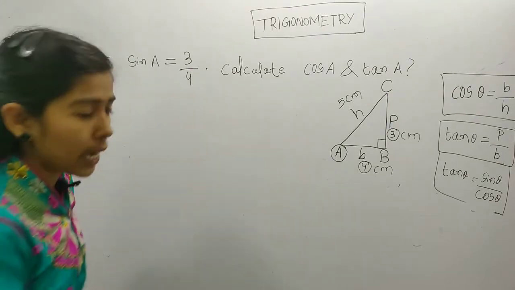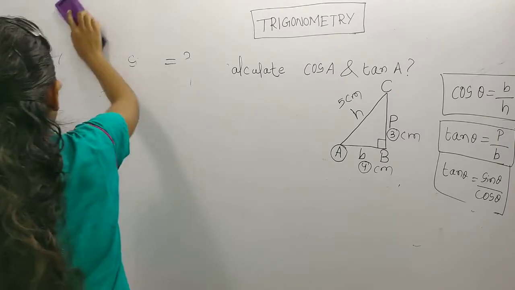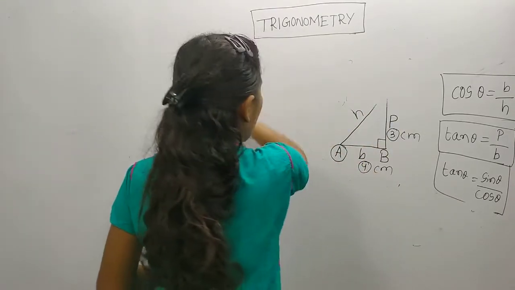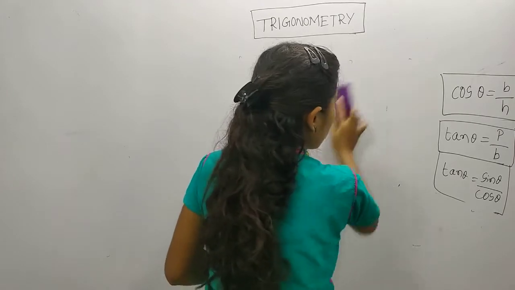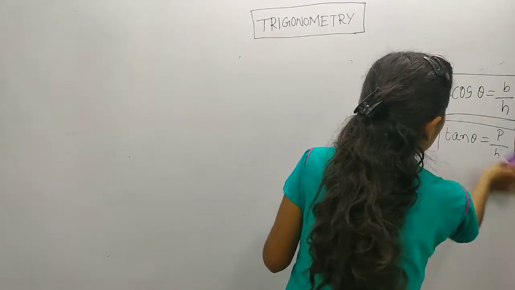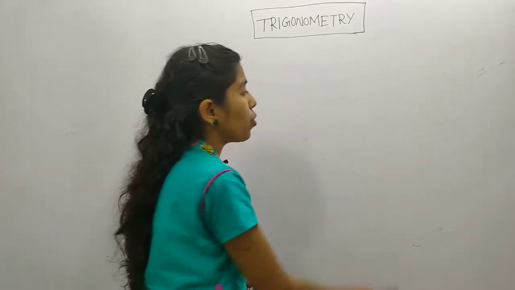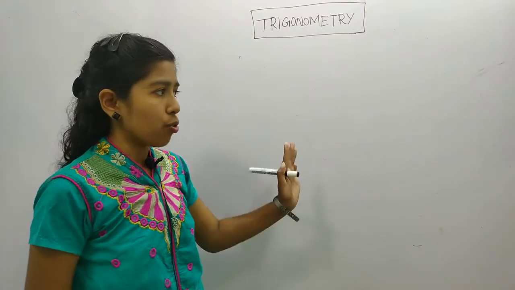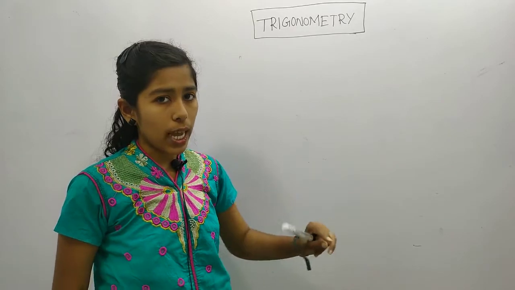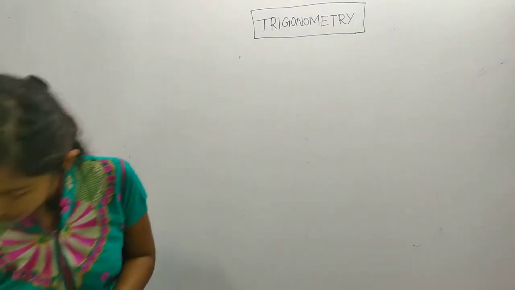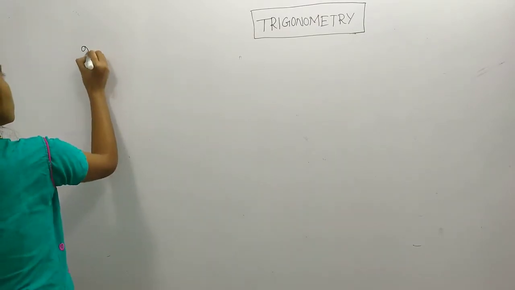Next, move to the next question. From the direct formula for tan theta we can find it, so there is no need to write tan A equals sin A by cos A. You can do it in the normal form. Again, next we have the second question.